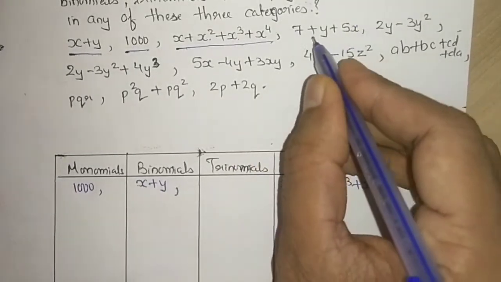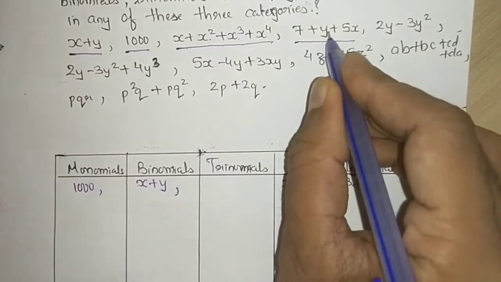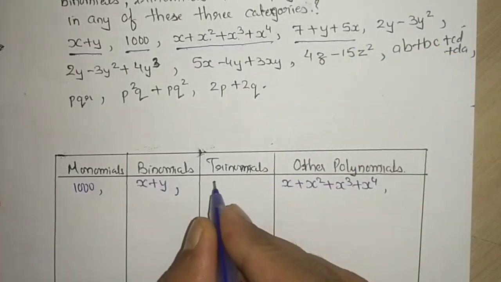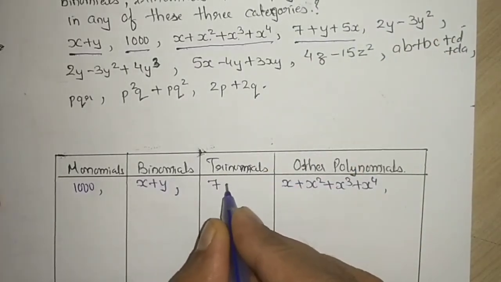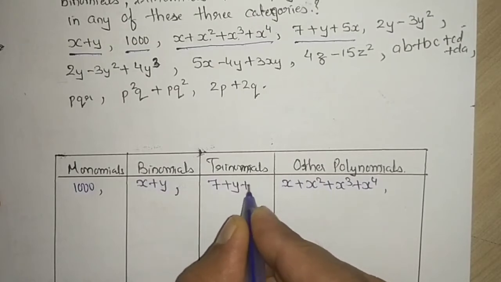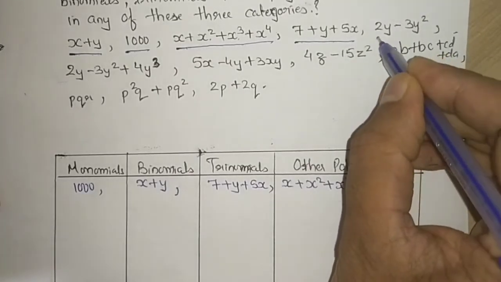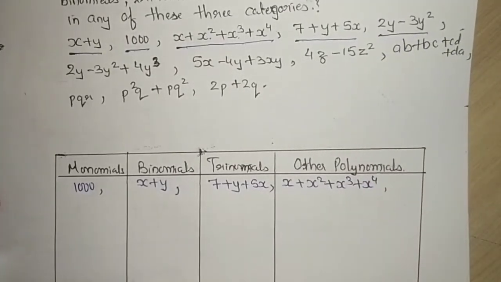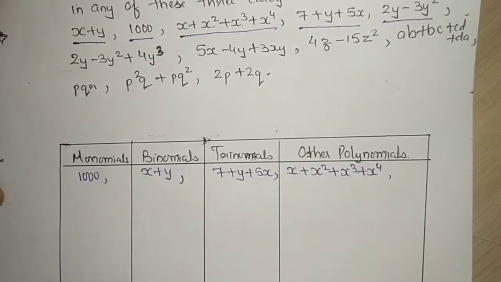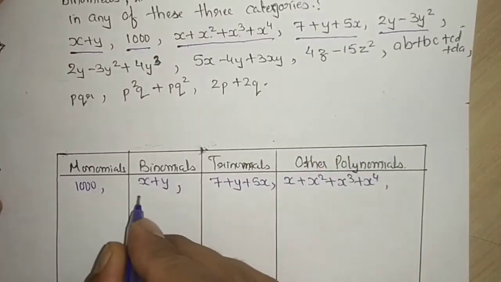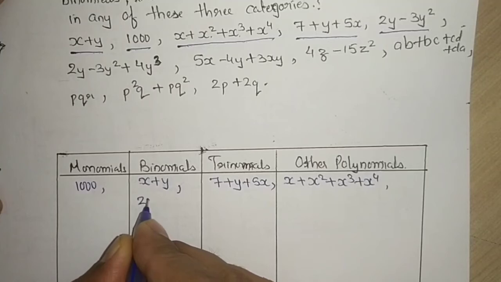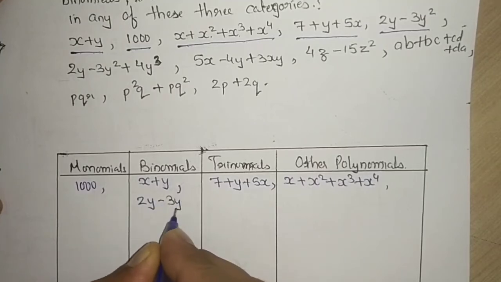Moving to the third expression, here you can see 1, 2 and 3 terms. So we will place it in trinomial, 7 plus y plus 5x. Then moving to the next expression, 2y minus 3y square. So it is of two terms, so it will be in binomial, 2y minus 3y square.